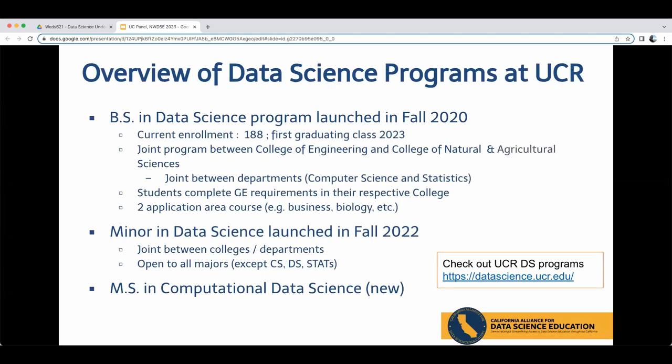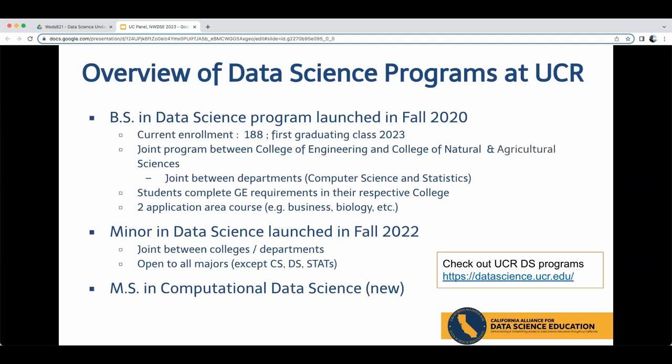Yeah, they're very sneaky. So that was our first cohort. Those were change of major students, and we got a couple of transfer students coming in. And we had our first graduating class this spring, so we're really excited about that. Currently, we have about 188 students in the program.